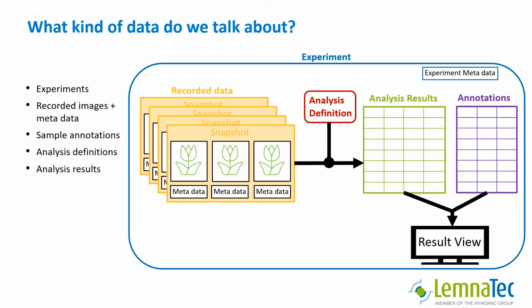But in which order are these data created? Some cases are obvious. For example, no analysis result without recorded images. But other cases are less obvious. Do I need an experiment definition before I can record images? Or when are sample annotations added? There's no simple answer to this question, as we support a couple of different options.